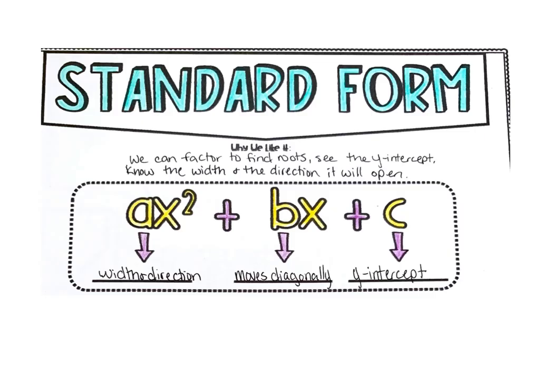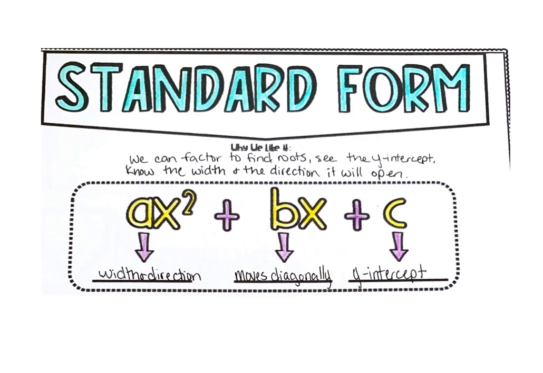All right? Let's look at some more features of standard form. You can factor to find the roots. You can automatically see your y-intercept. You know the width and the direction. So let's talk about what these coefficients and constants tell us. The A will tell us the width and the direction. So depending on what is in front of the A, it'll tell you if it's wide or narrow, and it will tell you if it goes up or down. It will also tell you if it's narrow or if it's wide.